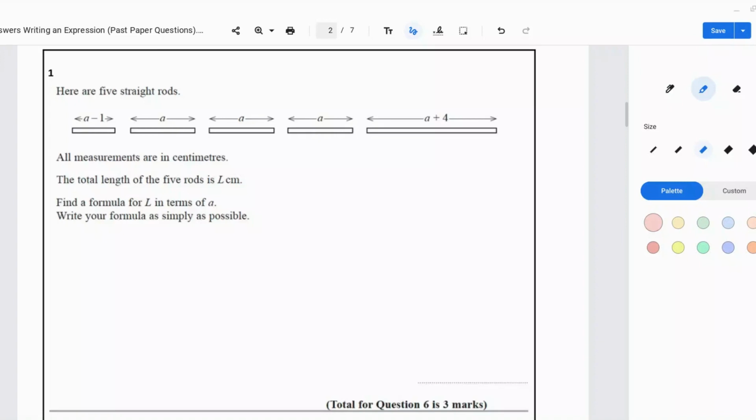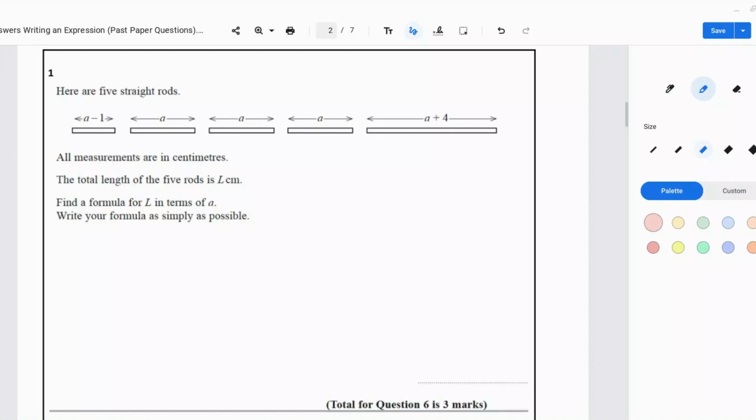I'm a maths tutor. I'm going to be taking you through this worksheet I created on writing an expression. So this sheet is made up of questions from GCSE Edexcel exam papers, and these are all the questions that have come up so far. So quite a good resource if you want to practice this topic.